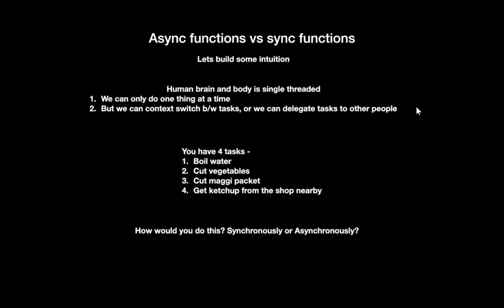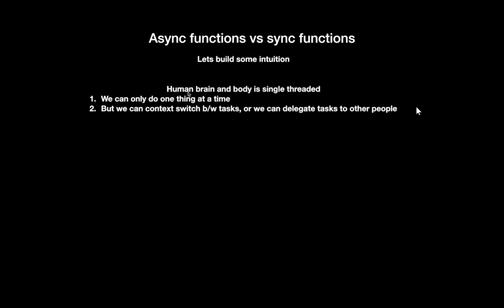Let's build some intuition for asynchronous and synchronous functions. The human body and brain is single-threaded. If you really think about it, humans can only do one thing at a time. We can't really multitask. We can only do one thing at a time, but we can context switch between tasks or we can delegate tasks to other people. If you tell me to cook, I will first try to boil water, then I'll try to cut vegetables, then I'll try to take out Pepsi from my fridge, then I'll go back and look at whether or not my water is boiled. I can only do one thing. I don't have 10 hands. I have 2 hands, but at a high level, the human brain is single-threaded. We can only think of one thing at a time.